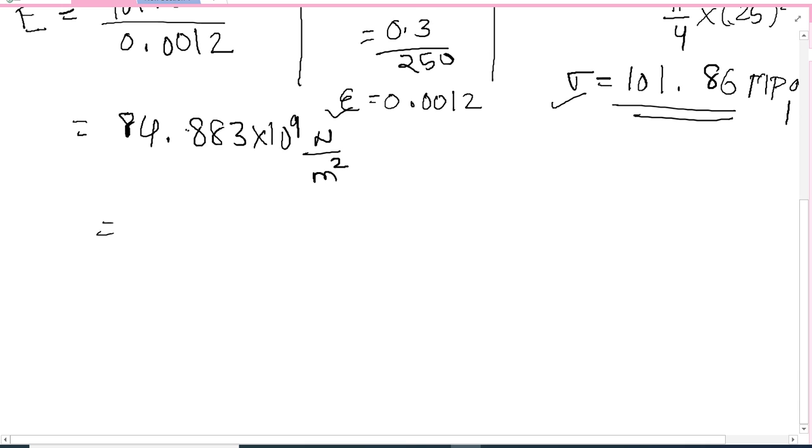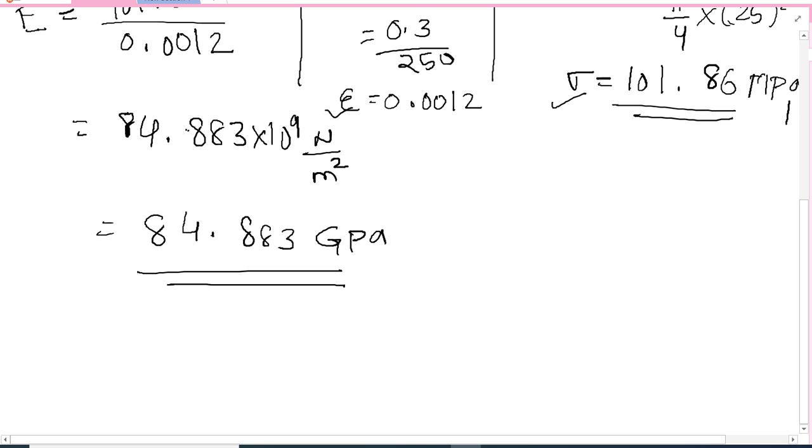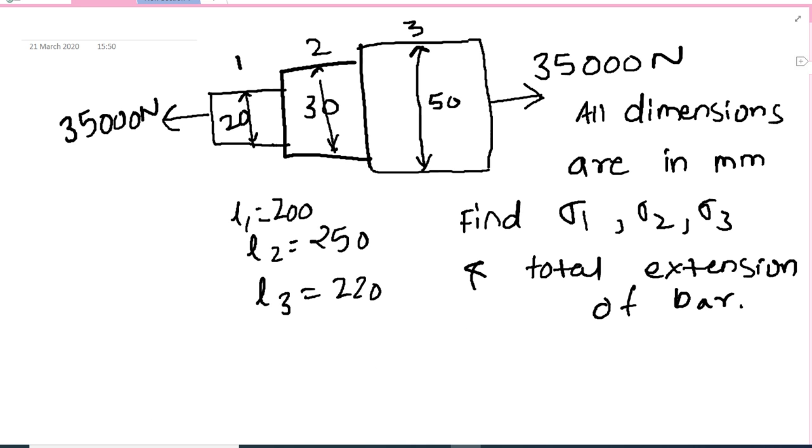So I can write it as 84.883 gigapascal. Now let's move on to the next. Now this is the problem of a stepped bar.